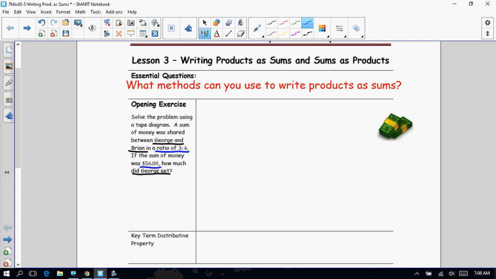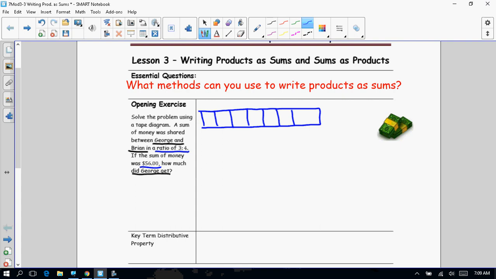So there's two different ways we could make our tape diagram. One way is to look at this and go, okay, 3 to 4, that's actually 7 pieces, right? 3 go to George and 4 go to Brian. So what we're going to do is we can split this into our pieces, and we can break this into 7 parts. 1, 2, 3, 4, 5, 6, 7. Yeah, the 7th one's a little big.